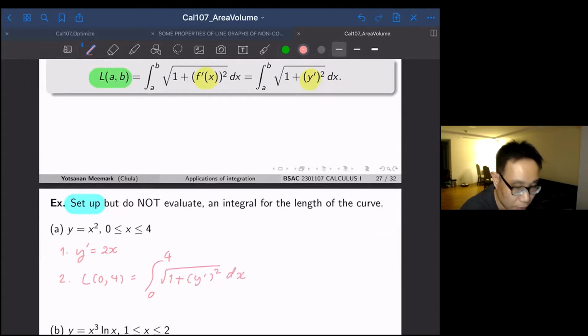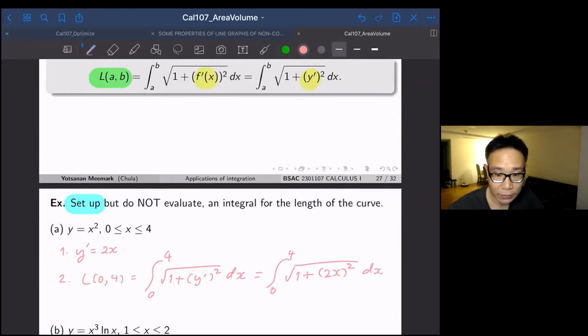And dx. So you just have the integral from 0 to 4 of the square root of 1 plus (2x) squared dx. And that's all. Okay, so this one will be just your final answer.